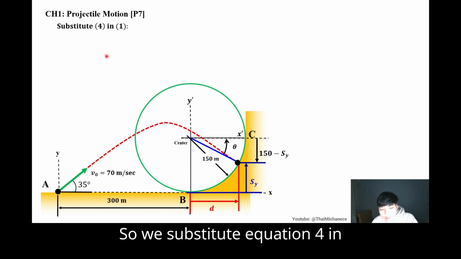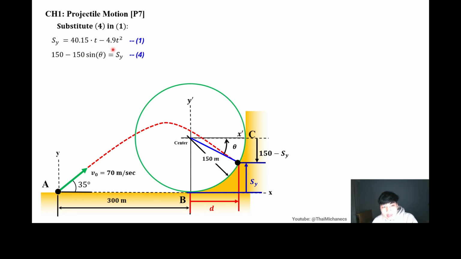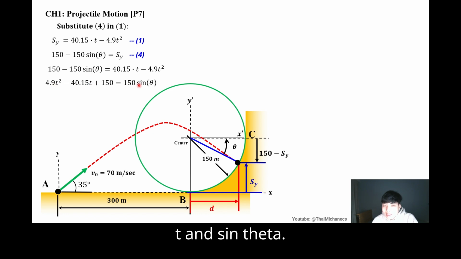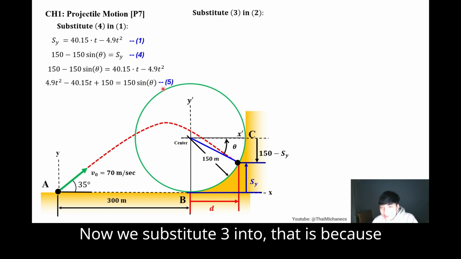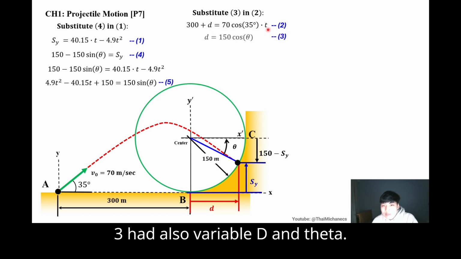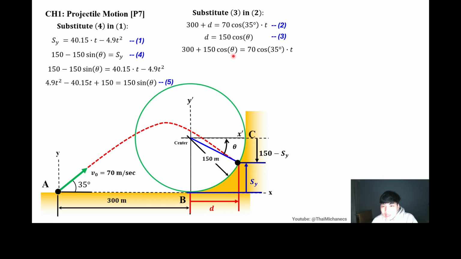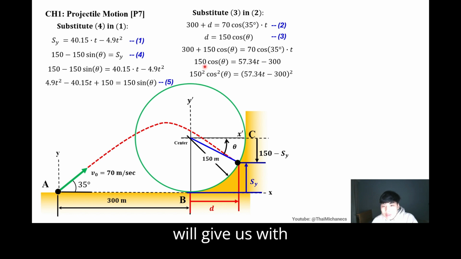So we substitute equation 4 in 1. This is equation 1, this is equation 4. The reason is that equation 4 has sy in common with equation 1. If we substitute that, we are left with a polynomial of t and theta. We call it equation 5, for example. Now we substitute 3 in 2, because equation 2 has variable d, and equation 3 also has variables d and theta. If we arrange the equation and make it simpler, it gives us this equation of theta and variable t.